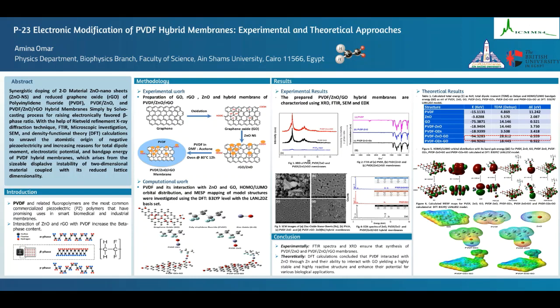From the experimental results, the prepared PVDF hybrid membrane was characterized by XRD, FTIR, scanning electron microscopy, and EDAX, and we confirmed the presence of the PVDF zinc oxide membrane and the PVDF zinc oxide reduced graphene oxide membrane. Theoretically, the DFT calculation concluded that PVDF interacted with zinc oxide through the zinc, and with the ability to interact with graphene, yielding a highly stable and highly reactive structure, which enhances the potential of this hybrid membrane for use in biological applications.